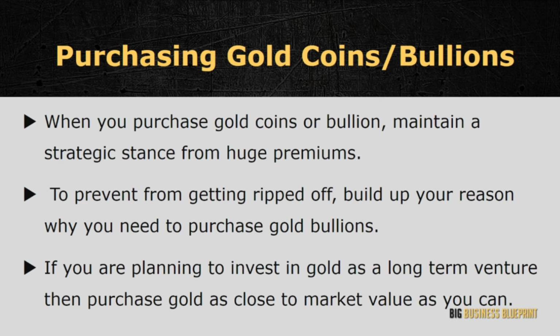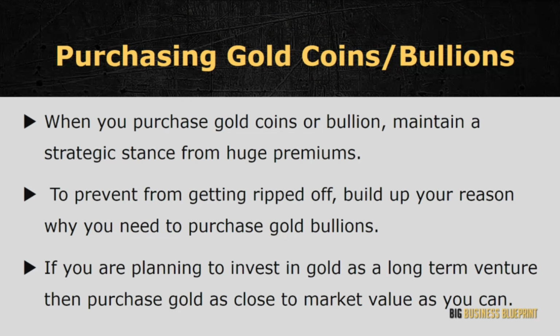On the other hand, purchase physical gold at different costs: coins, bars, and adornments. The most common gold coins are American Buffalo, American Eagle, and St. Gaudens. To prevent from getting ripped off, build up your reason why you need to purchase gold bullions. If you're planning to invest in gold as a long-term venture, then purchase gold as close to market value as you can. These tips will help guarantee that you get great value from your investment.